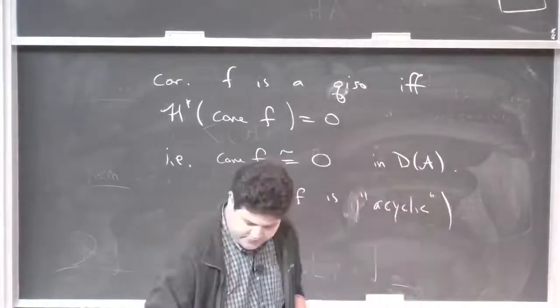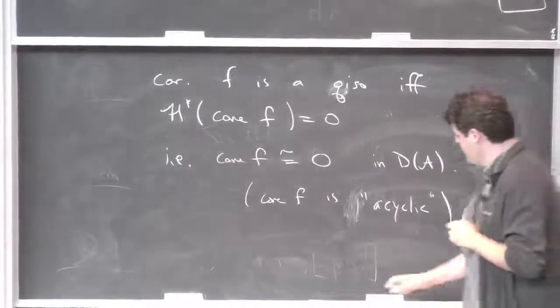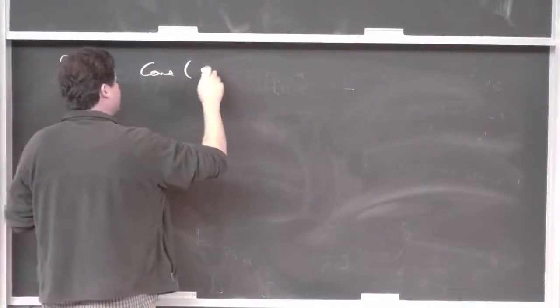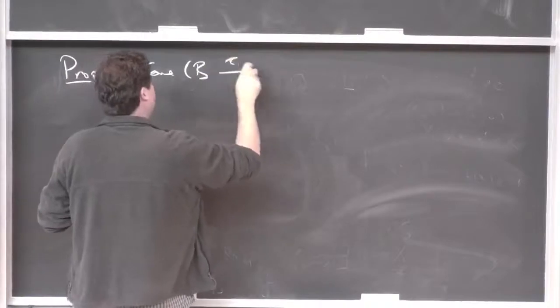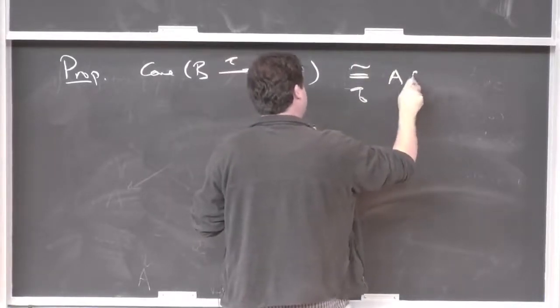And now remember our goal is to prove this thing that Sasha promised. And also we're going to use cones all the time for everything. So here's a proposition that we need. Let me give this map a name. Let me call this map tau. So proposition: the cone of tau, B via tau to cone of f, is quasi-isomorphic to A shifted by 1.